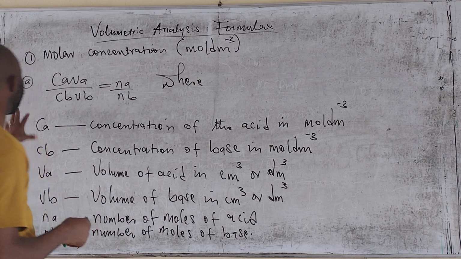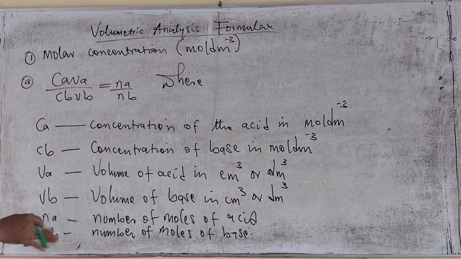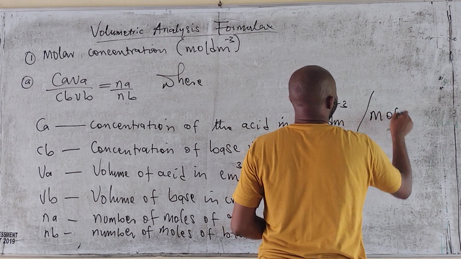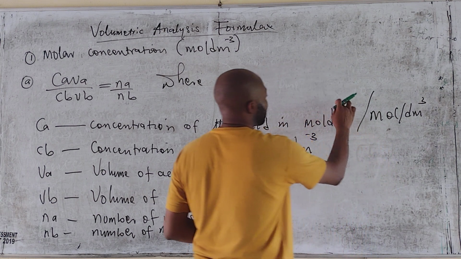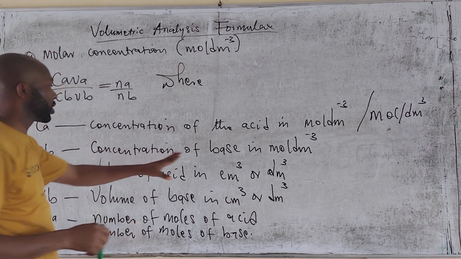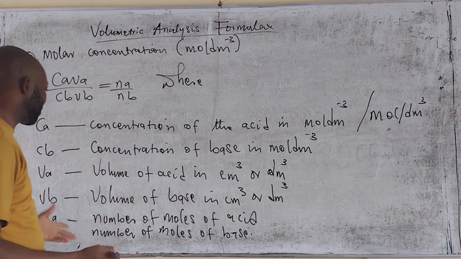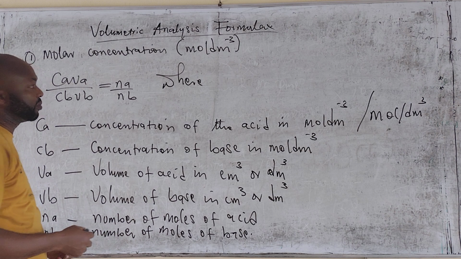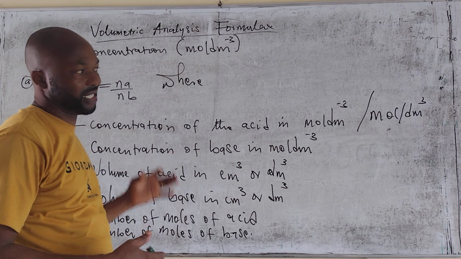Now, the CA is the concentration of the acid in mole per dm cube. The unit is very important. You can't miss that. You can also have it as mole per dm cube with the power of minus 3, alright? So the same thing goes here: concentration of the base in mole per dm cube, volume of acid in cm cube or dm cube, volume of the base in cm cube or dm cube, number of moles of acid, number of moles of base. It is important that in the course of your calculations, you mustn't forget the unit.